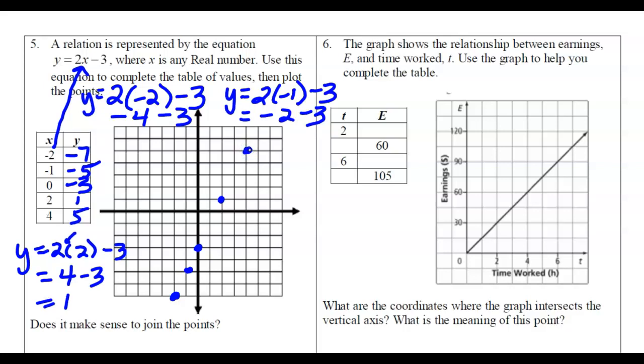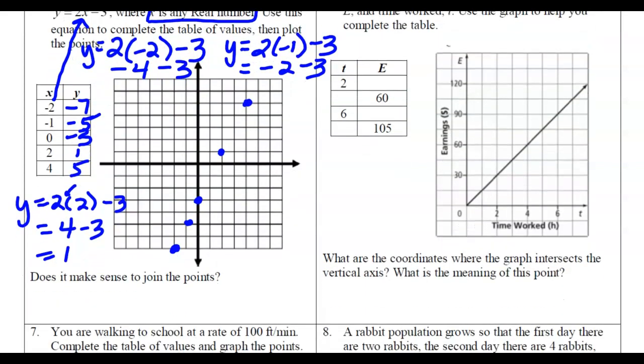Okay. If you were to put a ruler next to those, would they be on a straight line? Looks like it, yeah. Okay, and in this case, it says, does it make sense to join the points? Well, if we've put in here that x is any real number, then, because we don't know what the relation is, like what is x representing? Is it number of people or tickets or whatever? We don't know, but it says x is any real number, so that means a decimal or a fraction. So that means yes, we do join them.